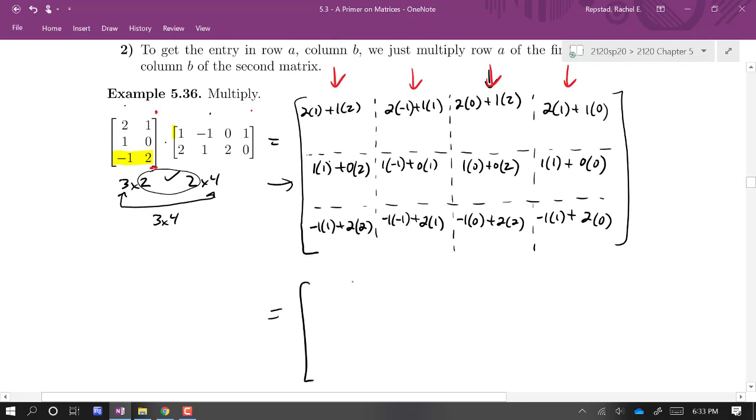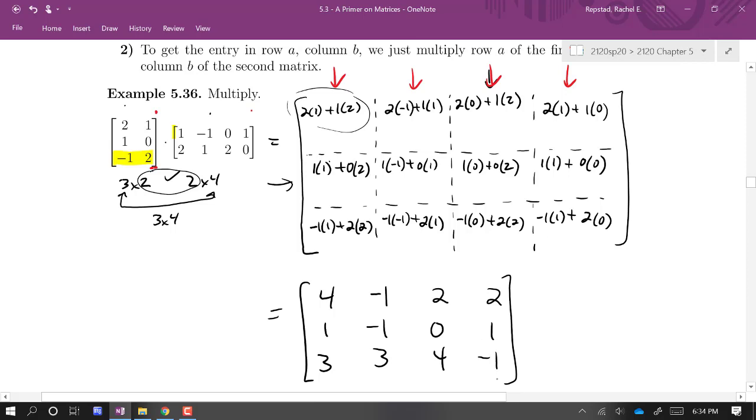Now I'm just going to do the arithmetic. Let's see, that's 2 plus 2 is 4. Next entry over in the top row, negative 2 plus 1 is negative 1. 0 plus 2 is 2. And in the last entry in the first row, 2 plus 0 is 2. Second row, 1 plus 0 is 1. Negative 1 plus 0 is negative 1. 0 plus 0 is 0. 1 plus 0 is 1. Last row, negative 1 plus 4 is 3. 1 plus 2 is 3. 0 plus 4 is 4. Negative 1 plus 0 is negative 1. And there is the product.